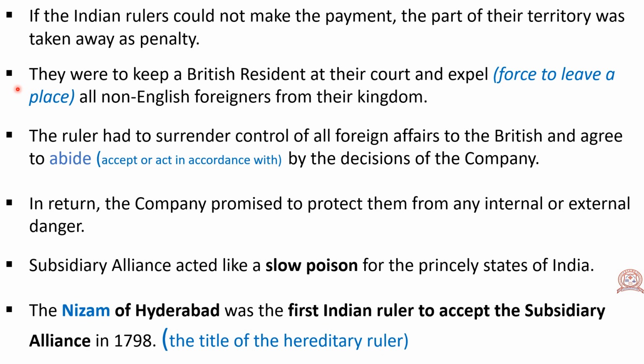They were to keep a British resident at their court and expel all non-English foreigners from their kingdom. It means that the Indian ruler who accepted the subsidiary alliance policy with the British had to take care of the British residents in their territory and forcefully expel all the non-English foreigners. Non-English foreigners are Portuguese, French, Dutch, etc.